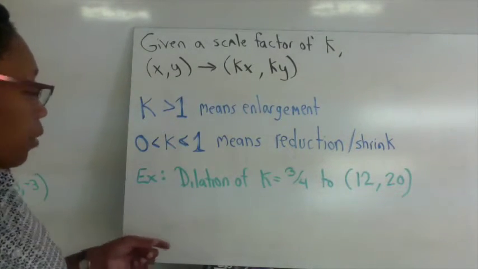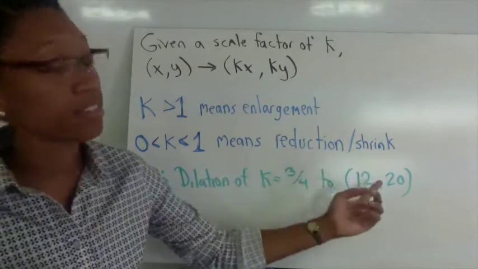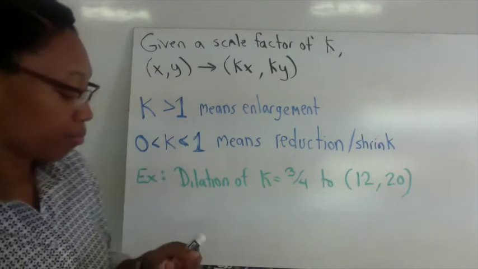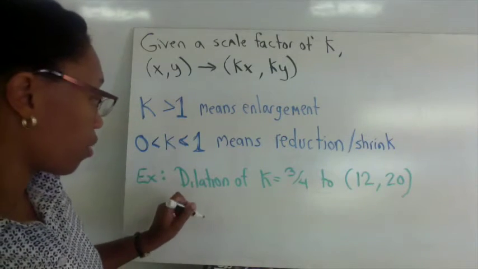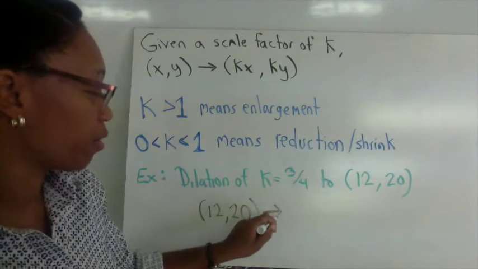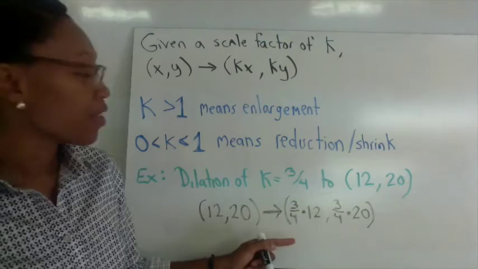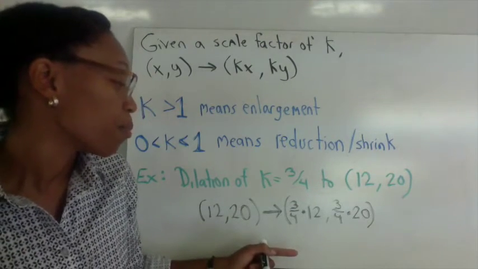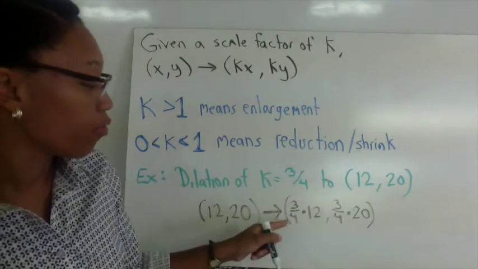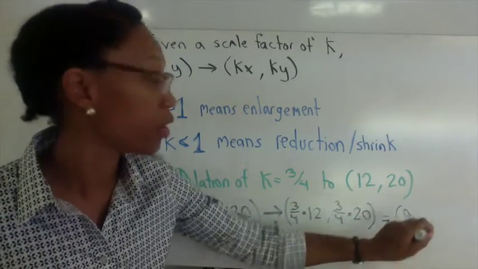Okay, so here's an example. Let's just do a dilation of 3/4 to this point, (12, 20). I am going to do the transformation, this arrow. So we multiply each of the numbers by 3/4. And that gives us our solution. 3/4 of 12 is 9. And 3/4 of 20 is 15.